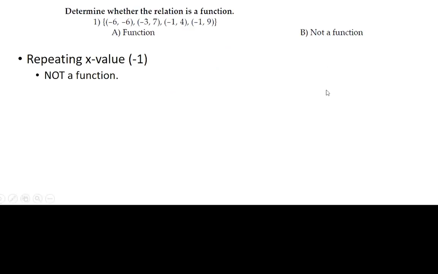In number one, we want to determine whether the relation is a function. We're given the relation with 4 ordered pairs: (-6, -6), (-3, 7), (-1, 4), and (-1, 9). We notice that we have an x value of -1 twice with 2 different y values. When we have a repeating x value like this, by definition, it is not a function. So number one is not a function because of the repeating x value of -1.